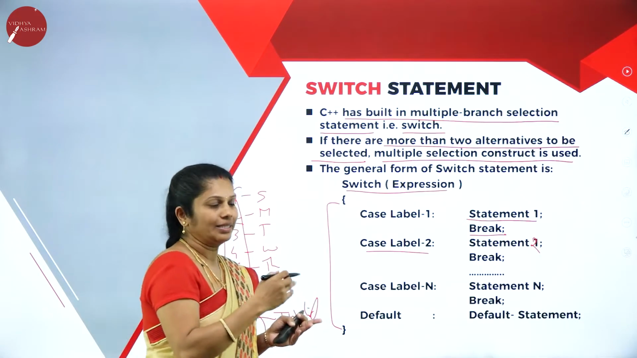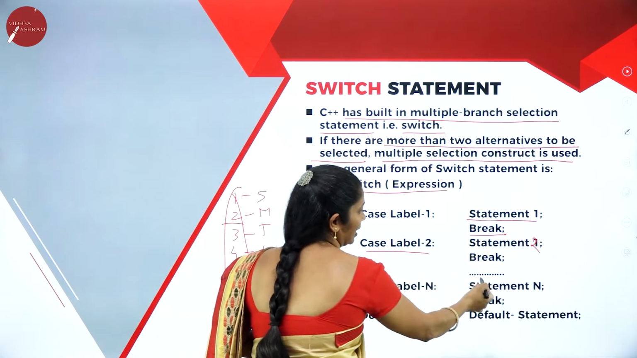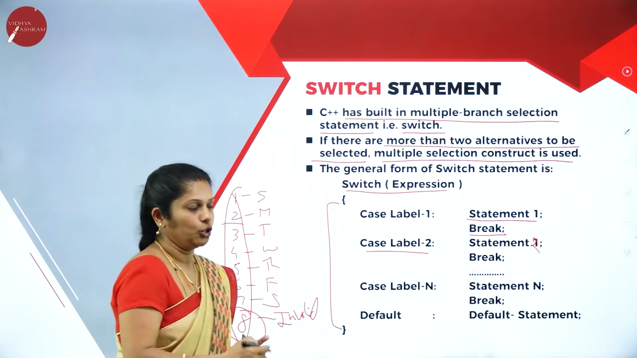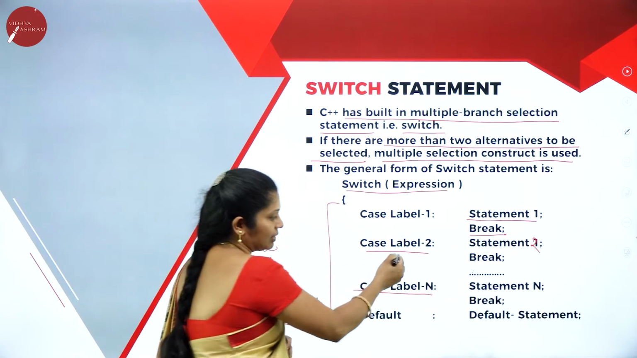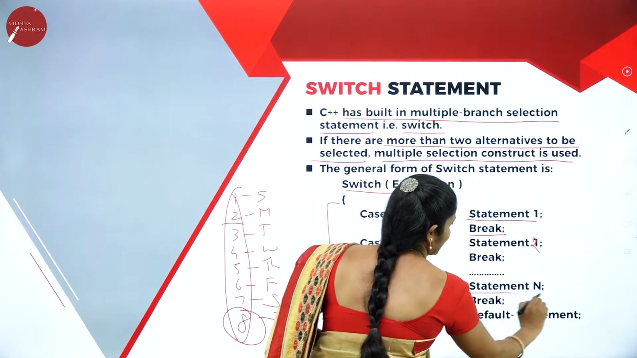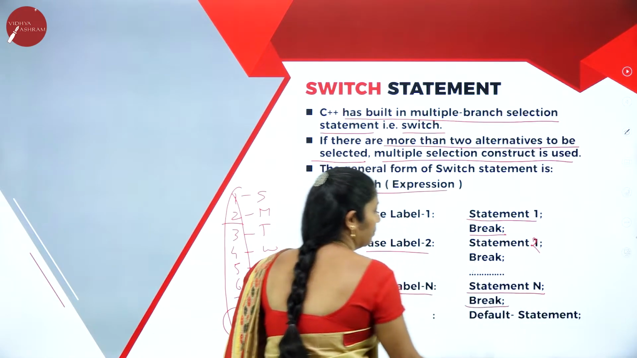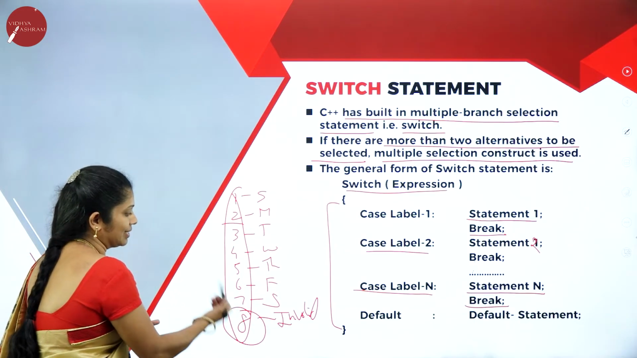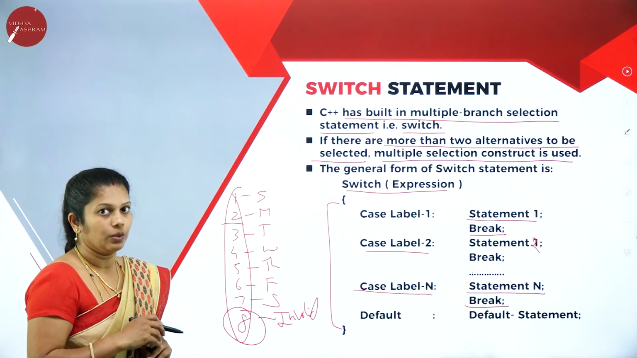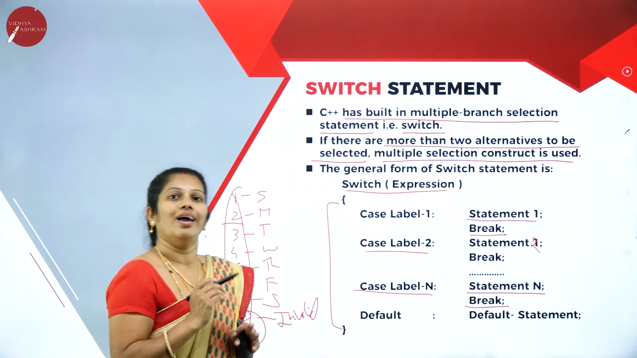Whichever statement you want, you can write it, then break. Like that, the process will continue till the last case label. If it satisfies the last one, then statement n will execute, then break here. If all the conditions are not satisfied, for example, if I give more than 7, like 8 or 9, then what does it have to display? It is an invalid day.